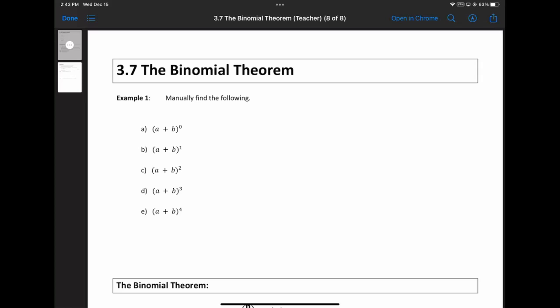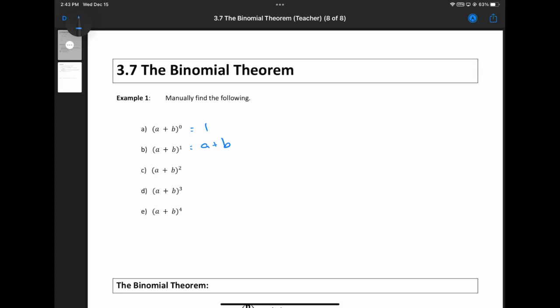So let's actually manually find what each of these is. The good news is the first three are pretty straightforward. A plus b to the exponent 0. Well, anything to the exponent 0 is just 1, regardless of what a and b are. The second one, a plus b to the exponent 1, that's just a plus b. If only all lessons were this simple.